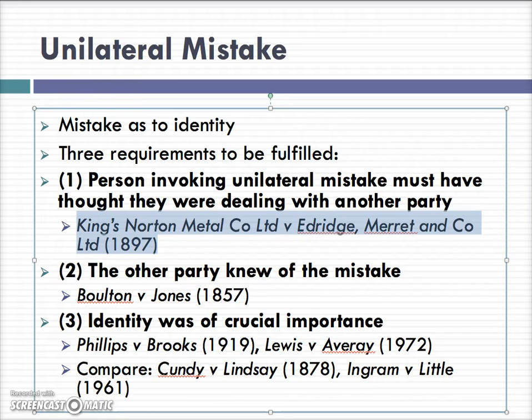When Kings Norton uncovered what had happened, they sued Edridge, who was a third party who had bought the goods from the crook. Kings Norton argued that they had made a unilateral mistake as to the identity of the person they were dealing with. They felt that they were dealing with Hallam, and of course they were not dealing with Hallam at all. They were dealing with a crook.